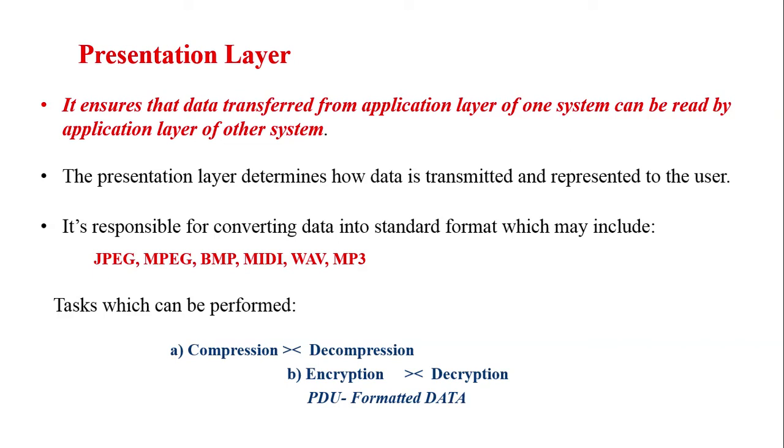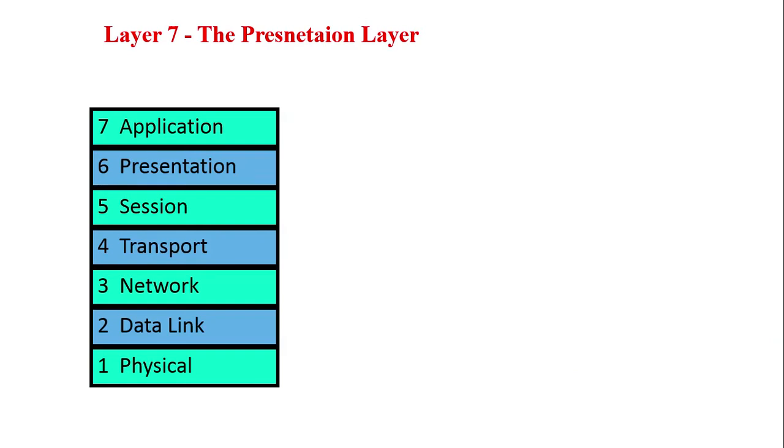It is responsible for converting data into a standard format, which may include JPEG, that is Joint Photographic Experts Group, then MPEG, that is Moving Picture Experts Group, then BMP, MIDI, WAV, and MP3 formats. These are the different formats which are part of the presentation layer. The tasks performed by the presentation layer are compression or decompression, and encryption or decryption.